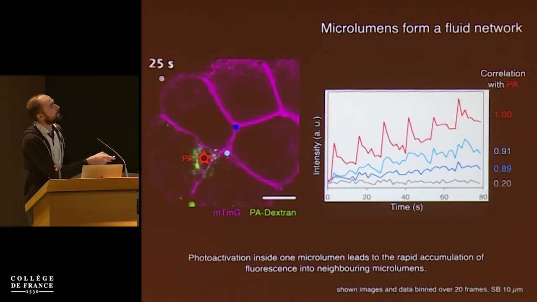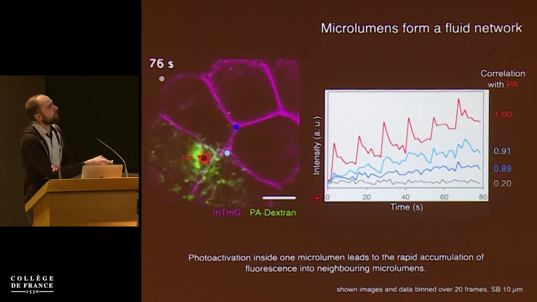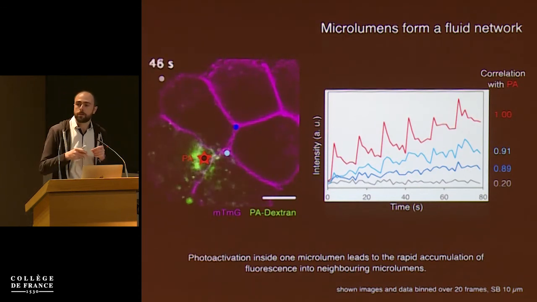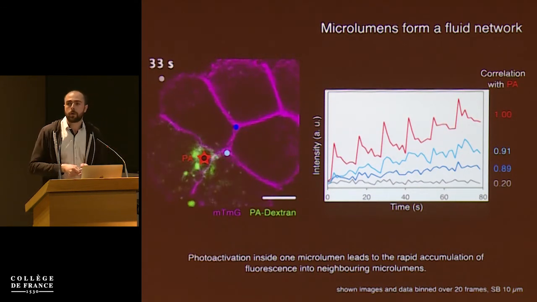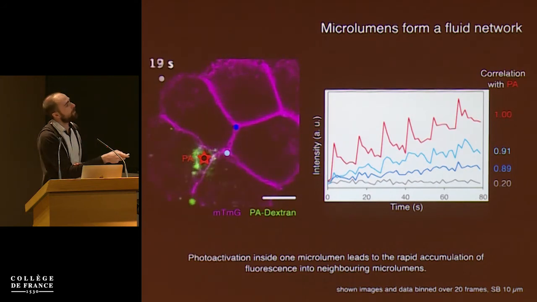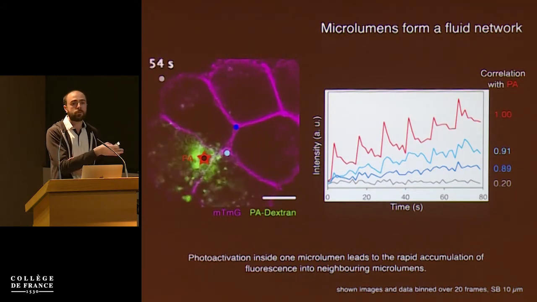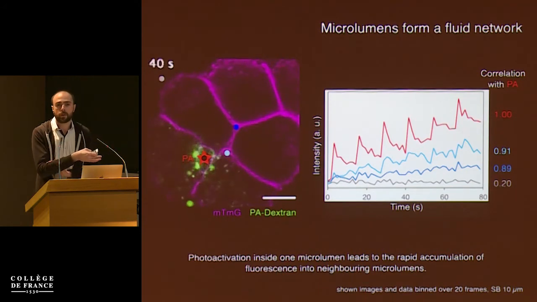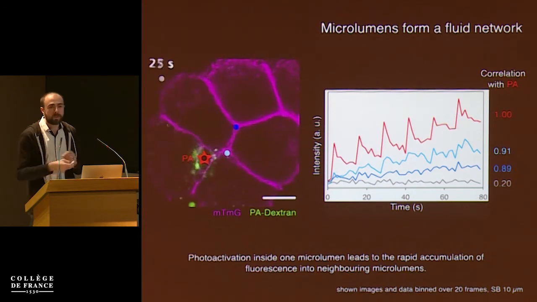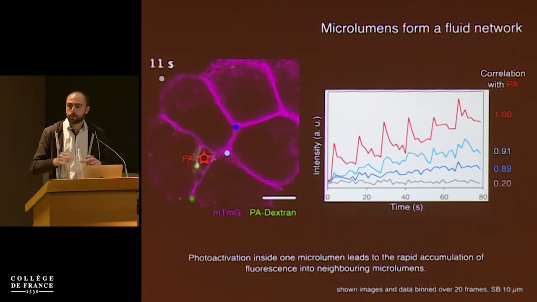Basically, what you see is that this is the pulse in the microlumen that we photoactivate. It first peaks, and then you have a decrease in signal, which could correspond to the dextran diffusing away from the photoactivation zone. And then you can find some signal in the microlumens which are further away, which indicates that the dextran can travel from one microlumen to another within a short time scale. So the idea would be that the liquid could just travel within this intercellular space.